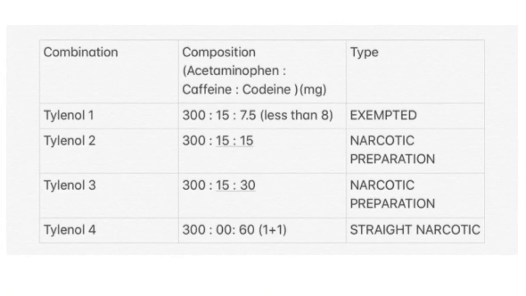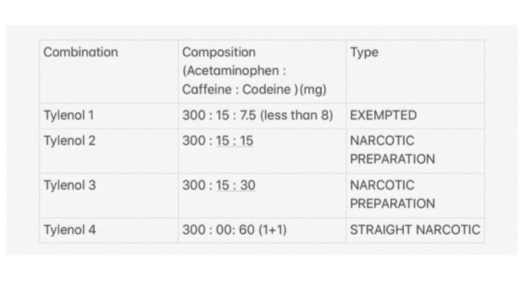Okay, here is a very important table for the exam. It shows the difference between Tylenol types. So Tylenol number 1 has 300 mg acetaminophen, 15 mg caffeine, and 7.5 mg codeine. The 7.5 mg codeine is less than 8, which makes it an exempted medication, which can be dispensed behind the counter without prescription.